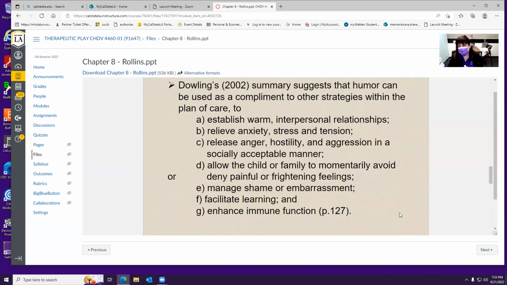Dowling summarized that humor can be used as a complement to other strategies within the plan of care to establish a warm interpersonal relationship with the patient, relieve anxiety, stress, and tension, to release anger and hostility and aggression in a socially acceptable manner, allow the child and family to momentarily avoid or deny painful or frightening feelings, manage shame and embarrassment, facilitate learning, and enhance your immune function.